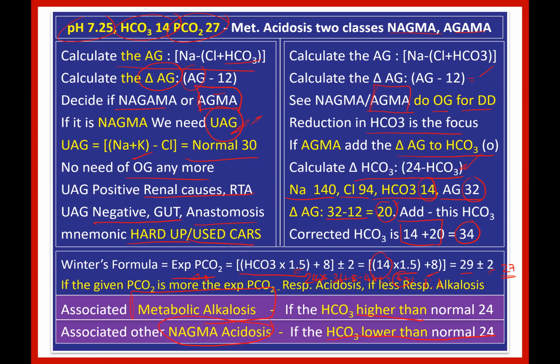If the given PCO2 is equal to the expected PCO2, given PCO2 here is 27, expected also 27, there is no other disorder. If it is more than the expected PCO2, that means carbon dioxide is retained by the lungs, there is a mixed acid-base disorder, respiratory acidosis is added. If the carbon dioxide is less than the expected, that means carbon dioxide is washed out by the lungs, there is a respiratory alkalosis. Okay. Let us do an example and see how this looks. Then you will understand this very well.